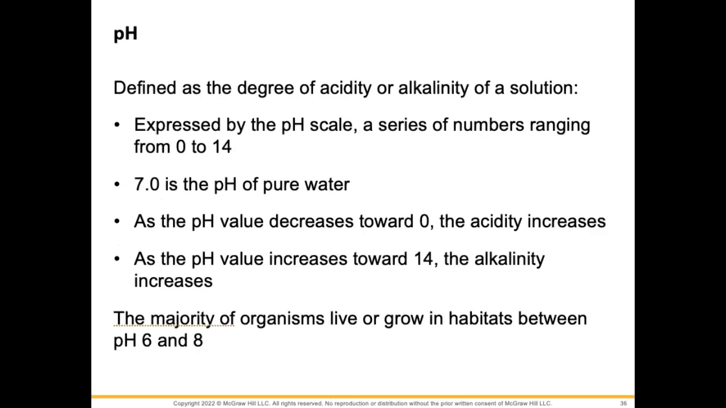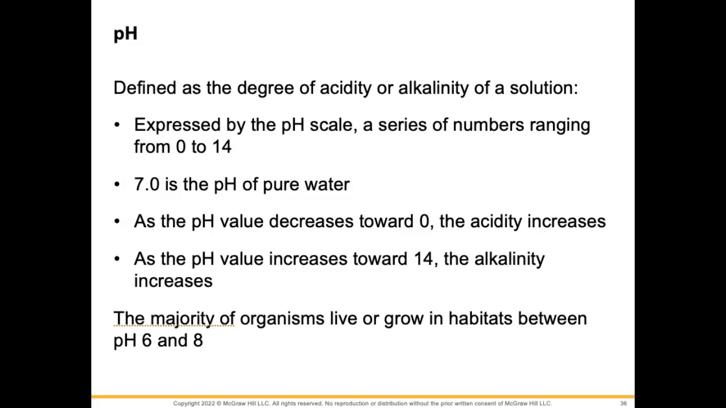pH is defined as the degree of acidity or alkalinity of a solution, expressed from 0 to 14 on the pH scale. 7 is neutral and is what pure water should be. As the pH value decreases, from 7 to 6 to 5 to 4 to 3, and so on towards 0, the acidity increases. So the lower the number, the more acidic something is. If something has a pH of 1, then that is very acidic. And as the pH value increases, 8, 9, 10, 11, 12, 13, 14, the alkalinity increases.